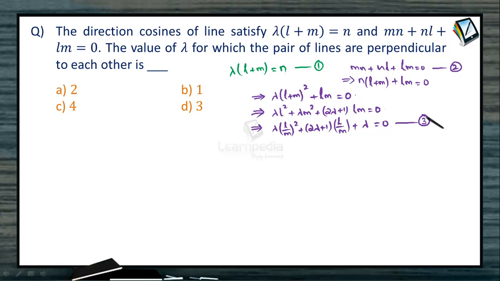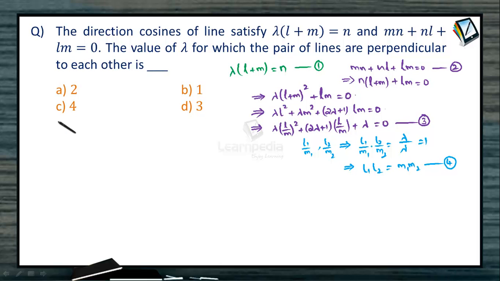Now look at this third equation which we are writing. That's a quadratic equation in l by m. Let this quadratic equation have two roots, l1 by m1 and l2 by m2. Then, as l1 by m1 and l2 by m2 are the roots of this equation, can we write the product of the roots, that is l1 by m1 into l2 by m2, will be equal to lambda by lambda, which is 1. So what condition did we get from here? We got l1 l2 equal to m1 m2. We got a relation in terms of the direction ratios of the two possible lines, l1, l2 and m1, m2.